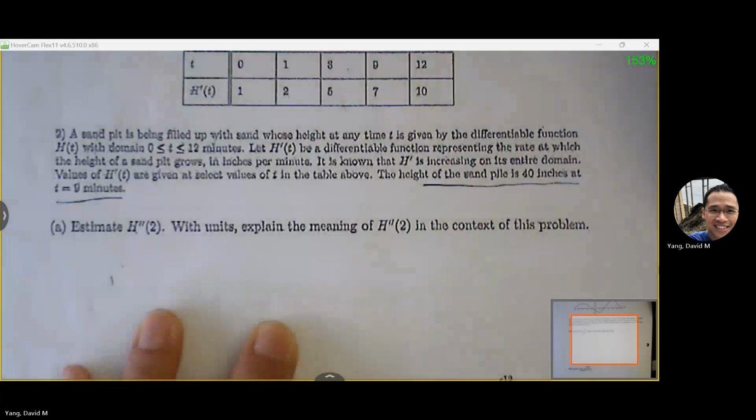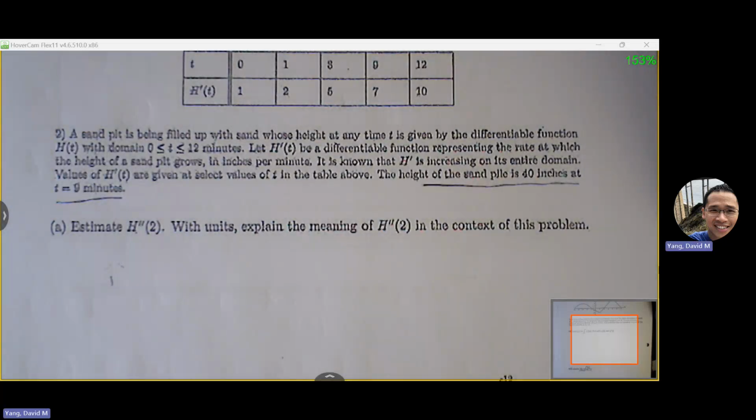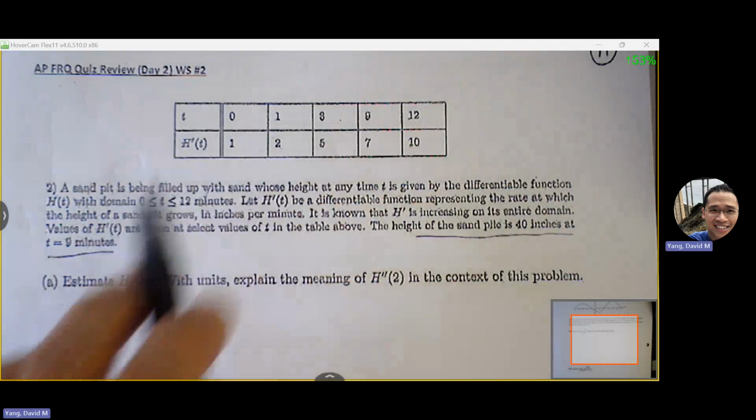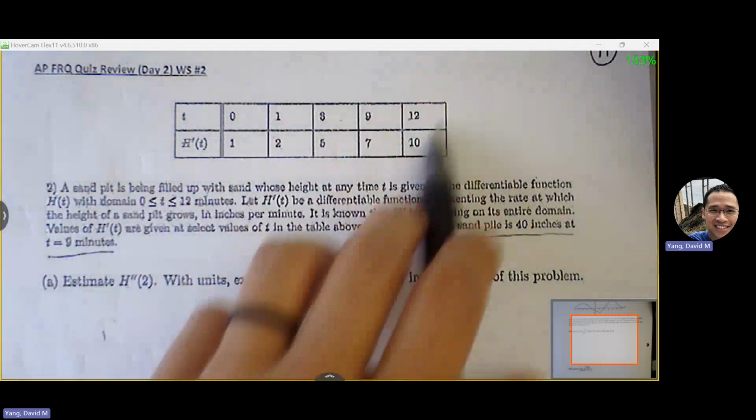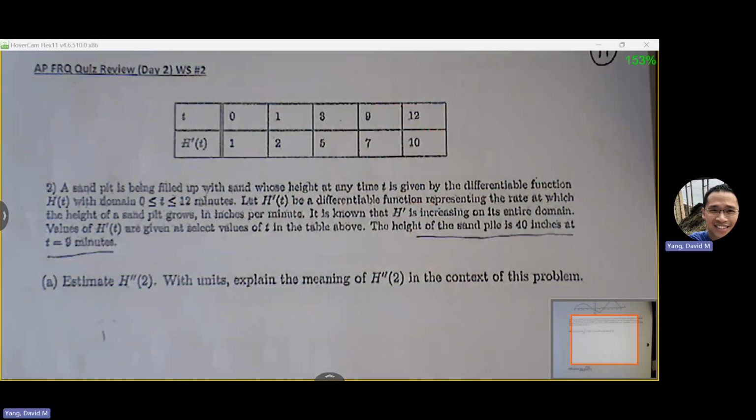Okay. So part A says estimate H double prime of 2. We know that if we're given H prime and we're asked about H double prime, that's a derivative, but we can't do a derivative if we're only given a table of values. So what's the algebra version of derivative? We can find the what?